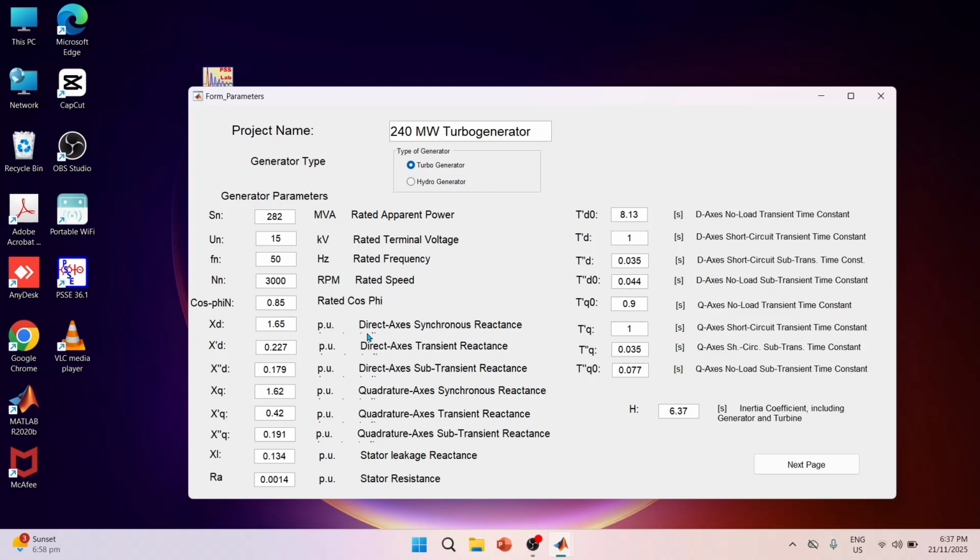Furthermore, the following generator parameters are given: the generator reactances in the direct axis, the generator reactances in the quadrature axis, stator leakage reactance, stator resistance, transient time constants in the direct axis, transient time constants in the quadrature axis, and finally the inertia coefficient, including generator and turbine rotating masses.